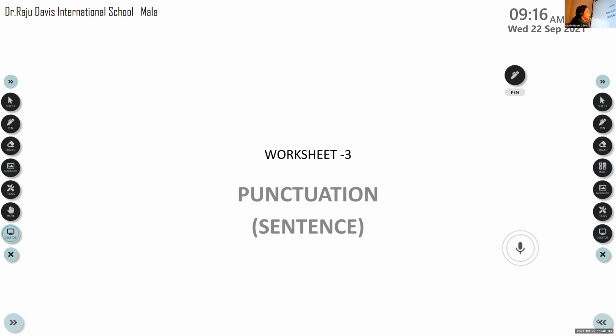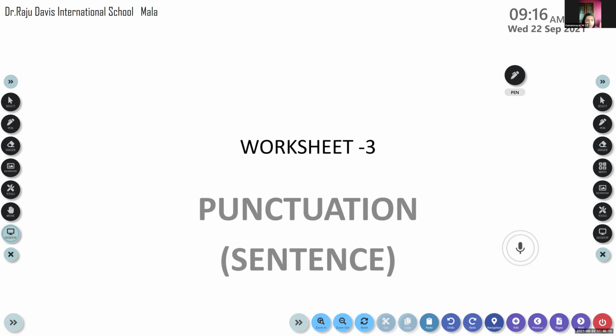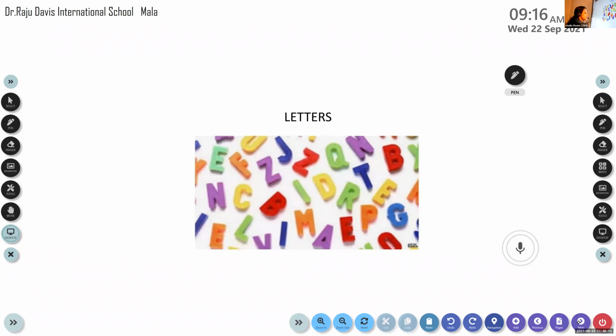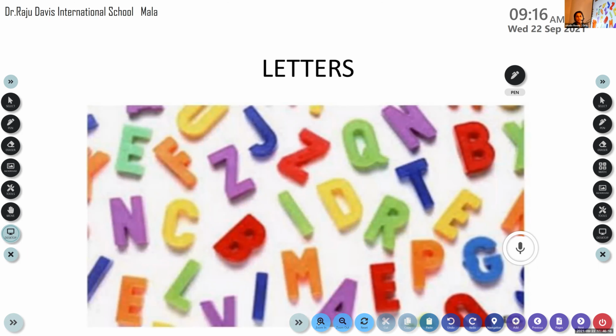I hope it's clear. Now, all of you, please get ready with your English grammar workbook. Keep it open, my dear children. So we are in worksheet 3, punctuation. Now, we are pretty familiar with the letters in the English alphabet, and we know that each letter has a name and a sound. We know the letters, that is A, B, C, D. All the letters in the English alphabet have a name and a sound. That is all about the letters in the English alphabet.